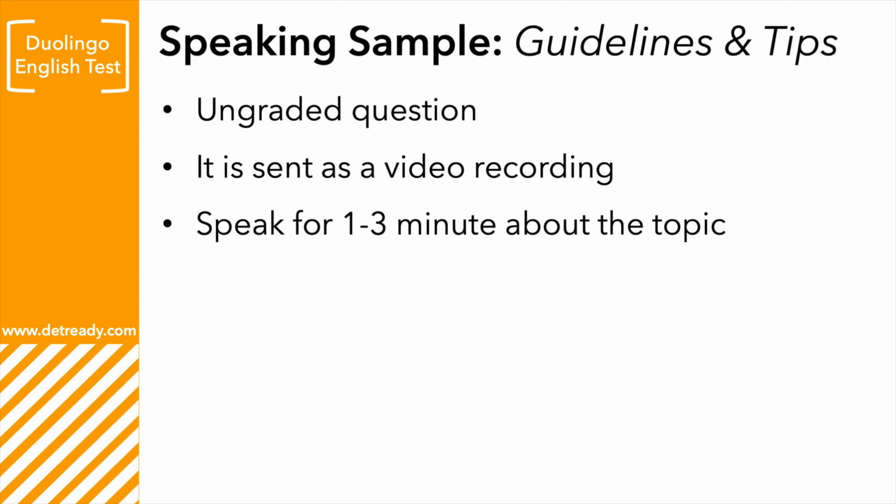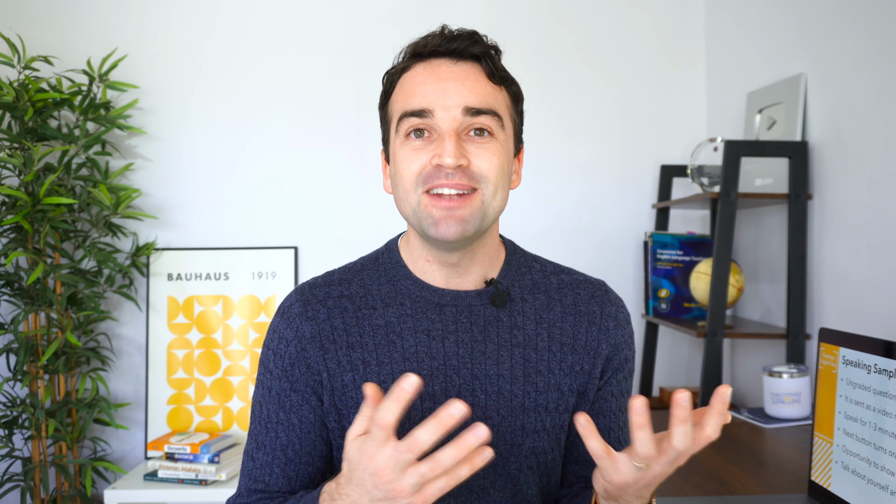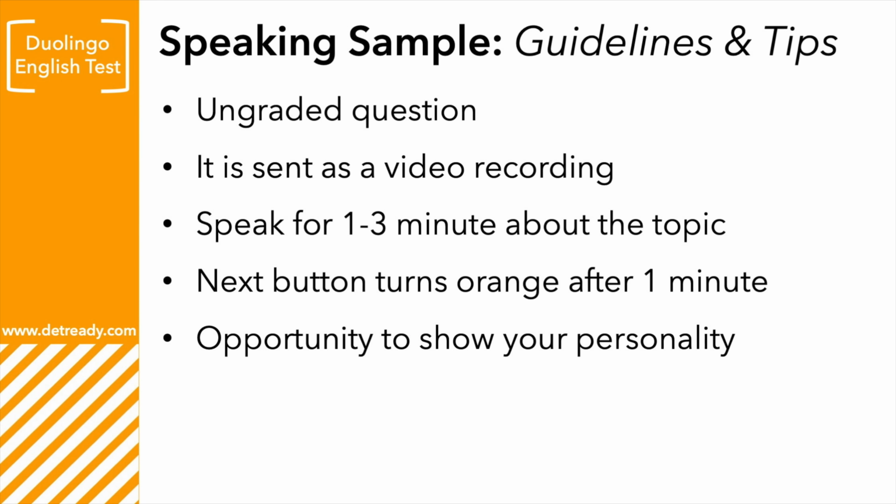Your job is to speak for between 1 and 3 minutes about the topic you're given. Again, remember to stay on topic. The next button turns orange after 1 minute. The next button at the bottom of the screen will be grey. It will not turn orange until after 1 minute. After 1 minute, you can click it to go to the next question, which means that you should speak for at least 1 minute continuously, trying to answer the question you've been given.